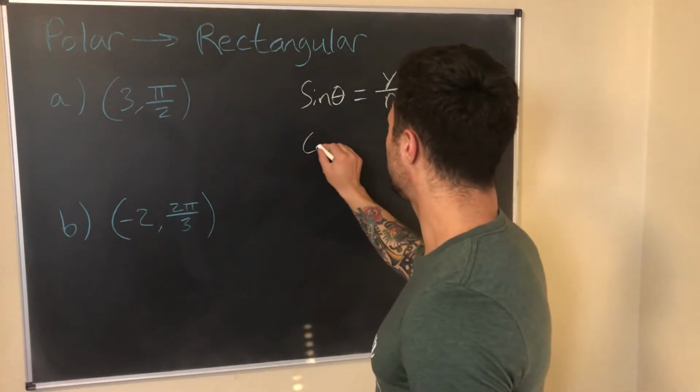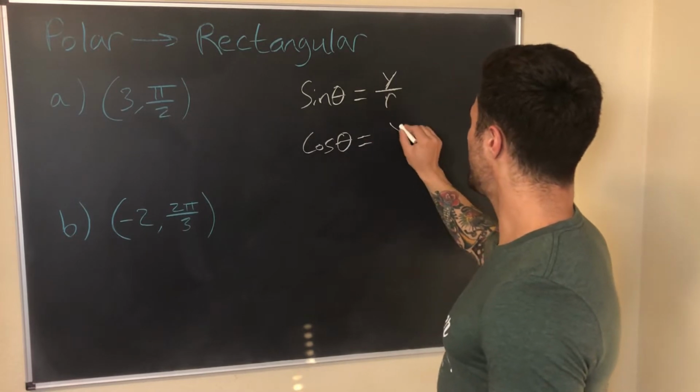And then we have cosine theta equals x over r.